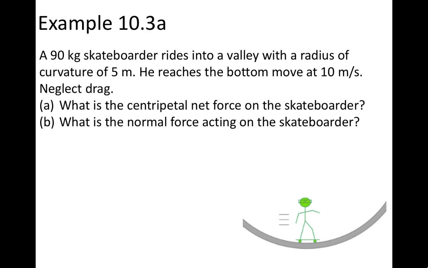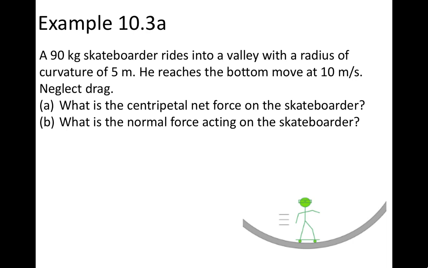Okay, so let's look at this one. Here we have a 90-kilogram skateboarder riding into a valley with a radius of curvature of 5 meters. Now that's a phrase that you're going to see a bunch. Radius of curvature. That just refers to the circular path that the object is moving in, but it might not be a complete circle. So that's saying if the circular path was a complete circle, that radius would be 5 meters. The skateboarder is going to reach the bottom with a speed of 10 meters per second.